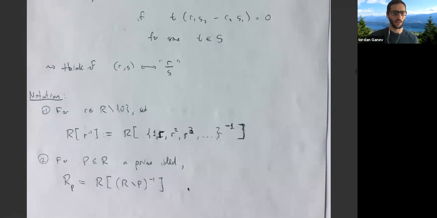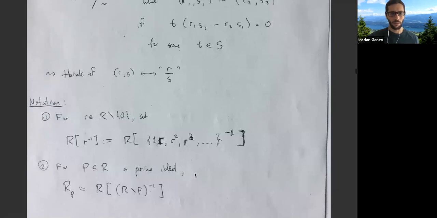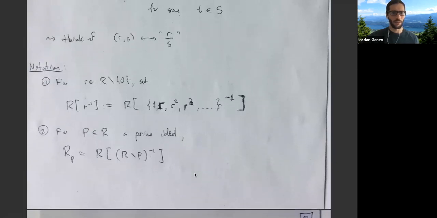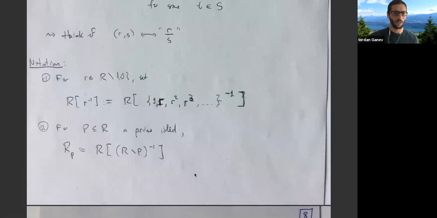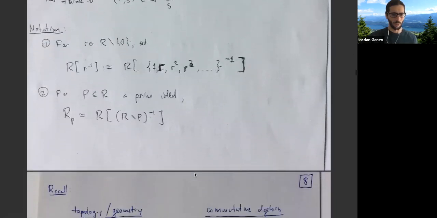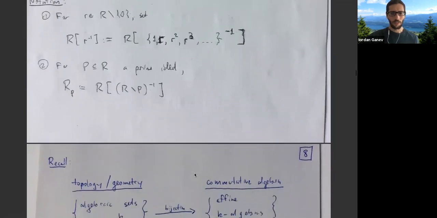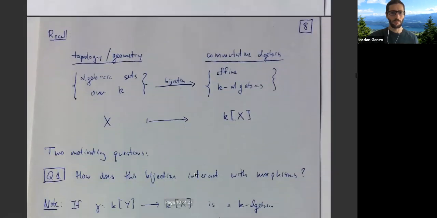Okay, so again, if you've seen this, great. If not, then take a look at this, and when we actually use these localizations, I'll try to say some more things about it. Okay, so going back to the bijection, we have algebraic sets over K, and those are in bijection with these affine K-algebras. So this is like a bridge between topology or geometry and commutative algebra.